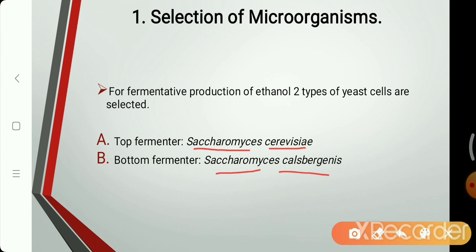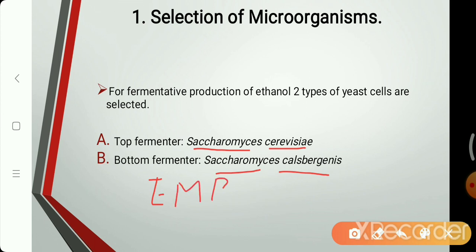We can also take bacterial cells for ethanol production, for example Zymomonas mobilis. It follows the ED pathway for the catabolism of glucose, whereas yeast cells follow the EMP pathway for the catabolism of glucose.